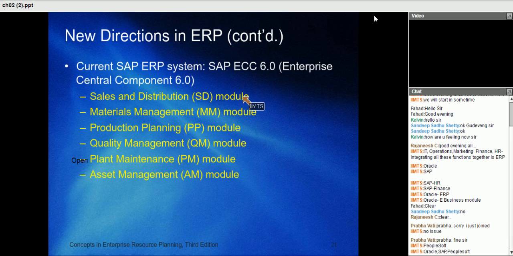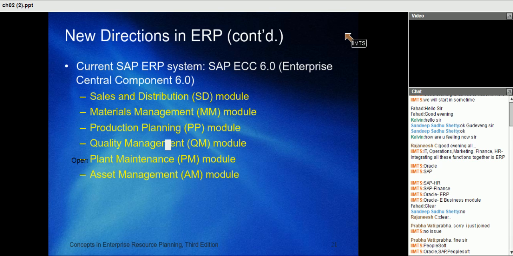New directions in ERP, current SAP ERP systems. Like I told you, there are different modules. For sales and distribution, they have a different module. For materials management, they have a different SAP module. For production planning, quality management, plant maintenance and asset management, they have different software modules for ERP. Now, what do these modules do? These are already developed modules, so you just need to install them, and you can also customize them as per your requirements in the organization.